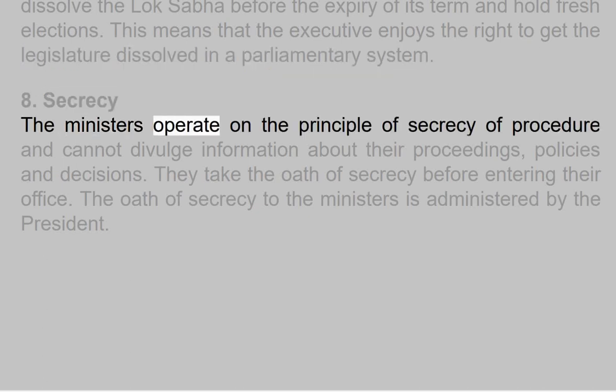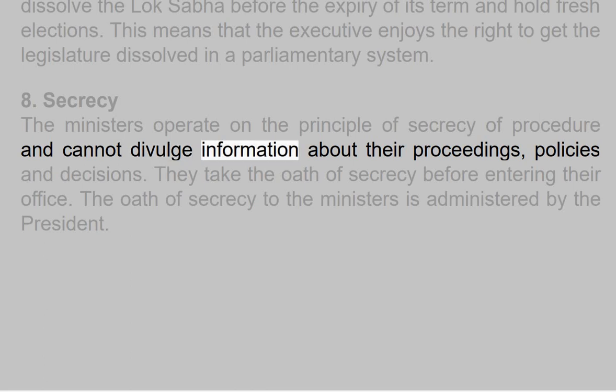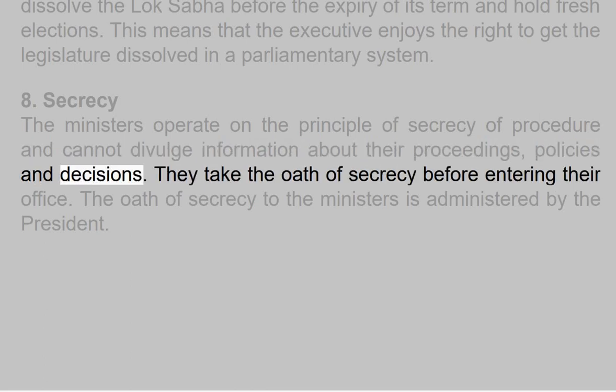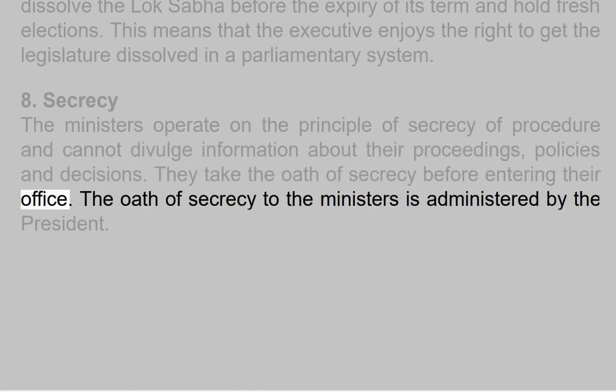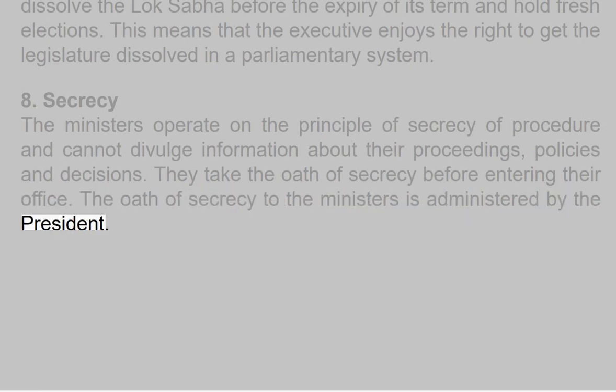8. Secrecy. The ministers operate on the principle of secrecy of procedure and cannot divulge information about their proceedings, policies and decisions. They take the oath of secrecy before entering their office. The oath of secrecy to the ministers is administered by the President.